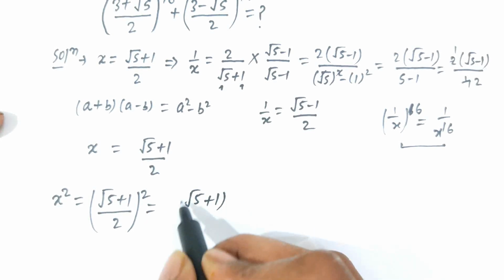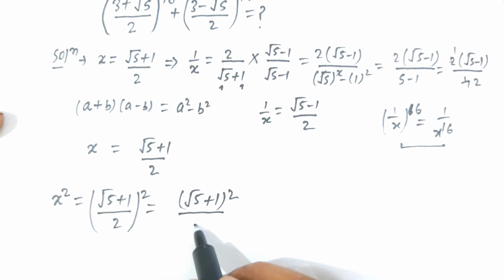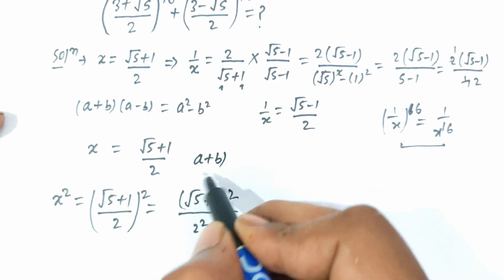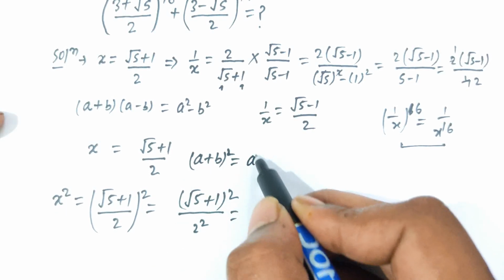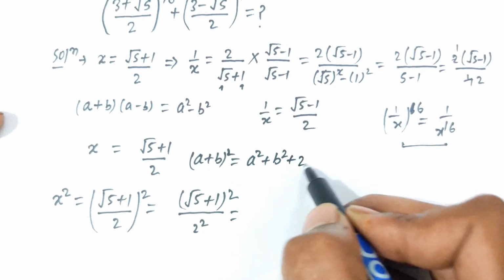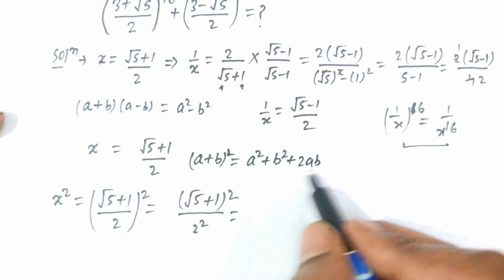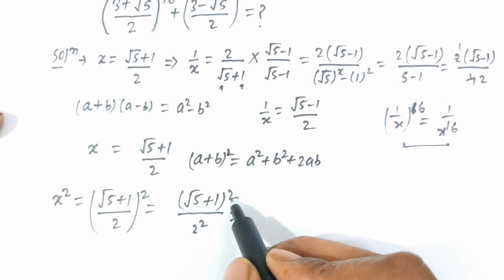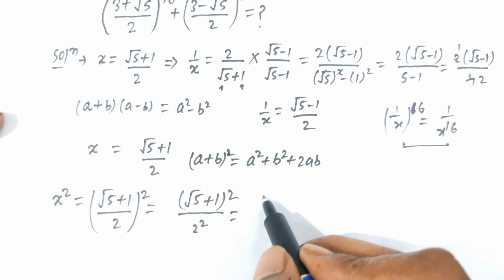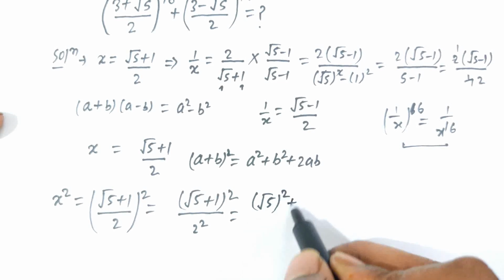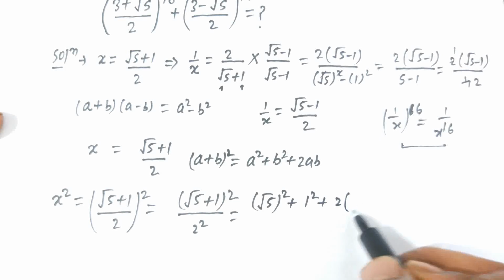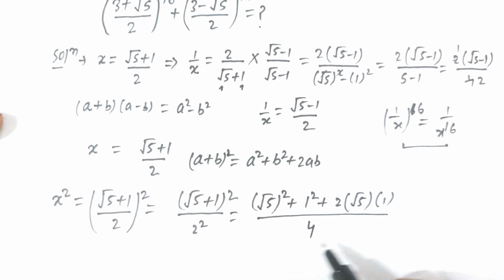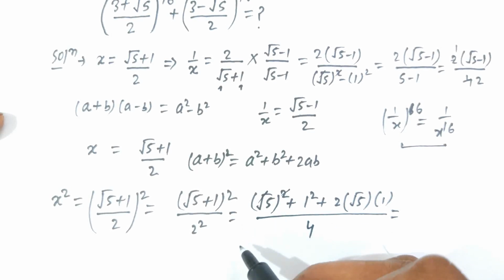and this is equals to (√5 + 1)² divided by 2², and this is equals to, in numerator we will apply (a + b)². This is equals to a² + b² + 2ab. If we apply this algebraic identity in numerator part, then this is a and this one is b, then (a + b)², where value of a is √5, square plus value of b is 1 square plus 2 times √5, and value of b is 1, and divided by 2², that is 4.